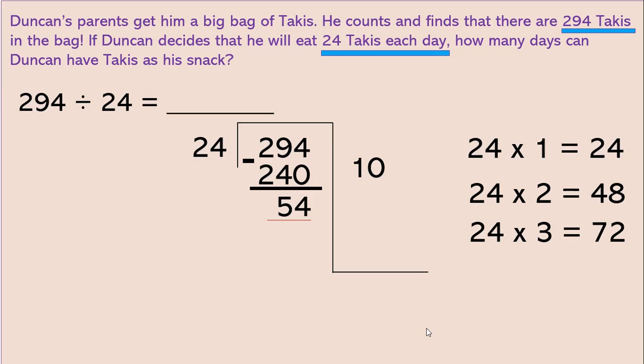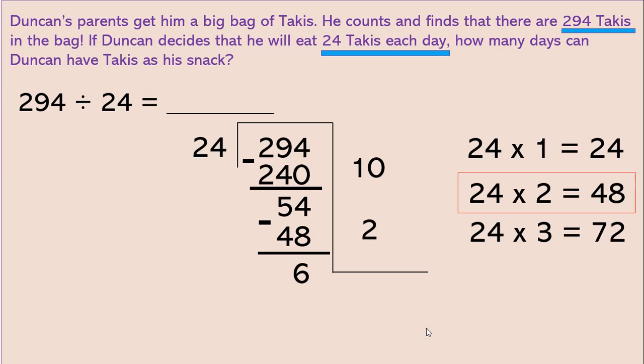Ooh, 72 is too big. We only need 54. So we're going to use 24 times 2. 24 times 2 is 48, which is closest to 54 without going over. So in our right column, we're going to be putting a 2. 24 times 2 is 48. Now we can subtract and see that we have 6 left over, 6 Takis.